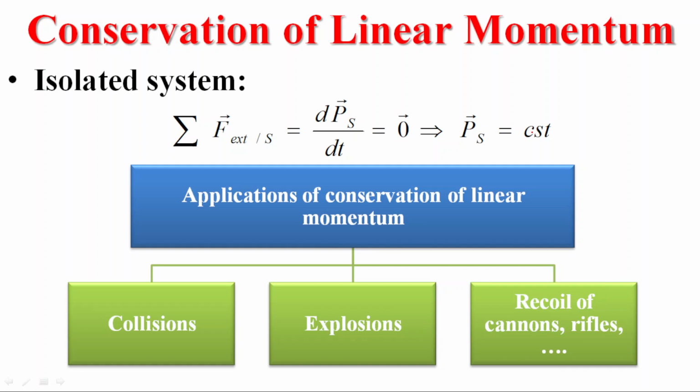P equals constant, so dp by dt equals 0. And we know that dp by dt is sigma F. Therefore, sigma F equals dp by dt equals 0. The sum of forces equals 0, it means the system is isolated. The linear momentum of an isolated system is conserved.